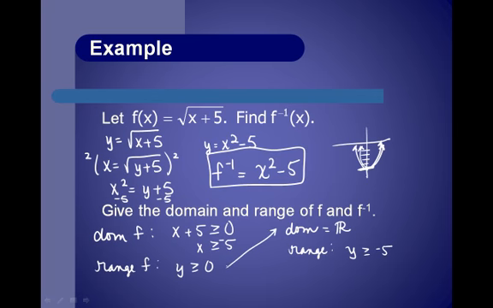So sometimes what we have to do is go back and restrict the domain so that they are the same. So we're going to say that the domain of this f inverse, x squared minus 5, is not all real numbers. It's all real numbers greater than or equal to 0, because if you think about it, the graph of x squared minus 5 is not a one-to-one function. It would be for x greater than or equal to 0, because then we're not even going to talk about this side. We would just have this side of the graph, which is one-to-one.